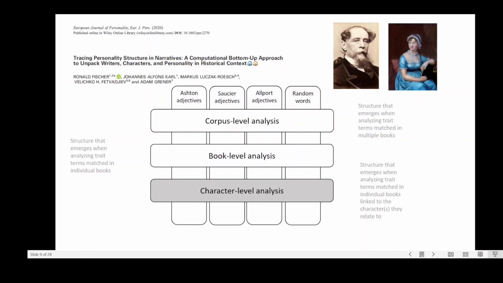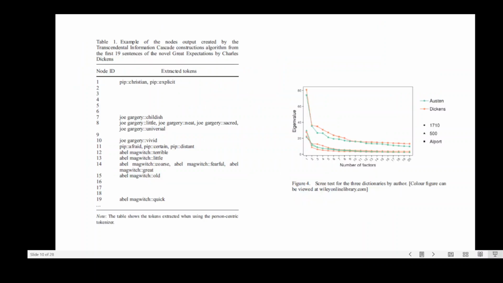For the analysis of Dickens and Austen, or in general, when using these transcendental information cascade approaches, we can focus on character level analyses. So what kind of terms are used to describe characters? We can do analyses at a level of books, so what terms co-occur within the same book, or we can also look at the whole corpus across a number of different books. So for the study of Dickens and Austen, we actually focused on the characters. So how does that work?